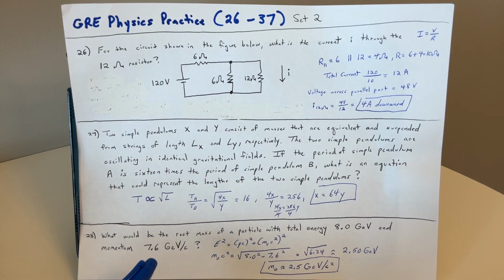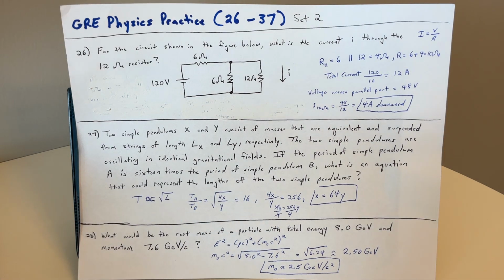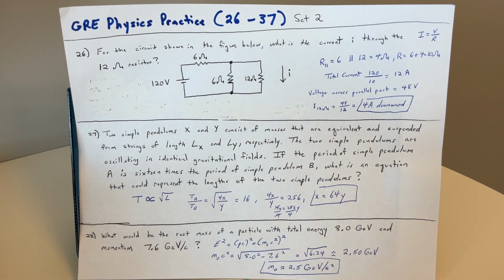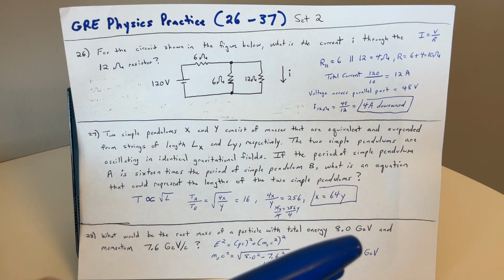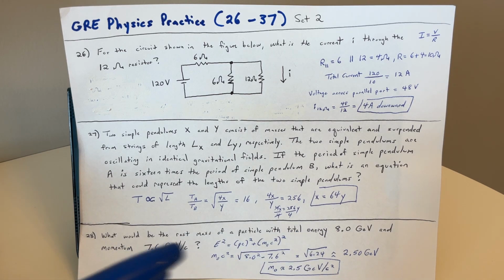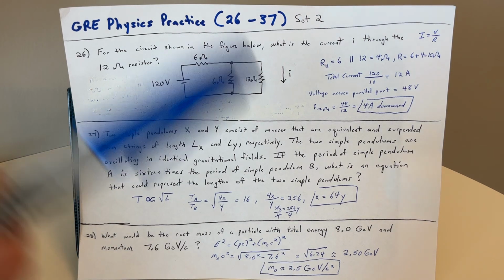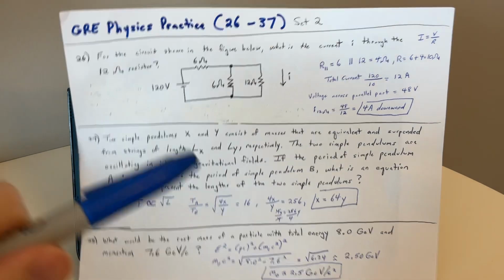For 28, what would be the rest mass of a particle with total energy 8.0 GeV and momentum 7.6 GeV/c? So E squared is going to be equal to (pc) squared plus (m naught c squared) squared. So we need that formula. And this m naught c squared is going to be equal to the square root of 8.0 squared minus 7.6 squared. This squared minus that squared, you're probably very familiar with that. The square root is 6.24.